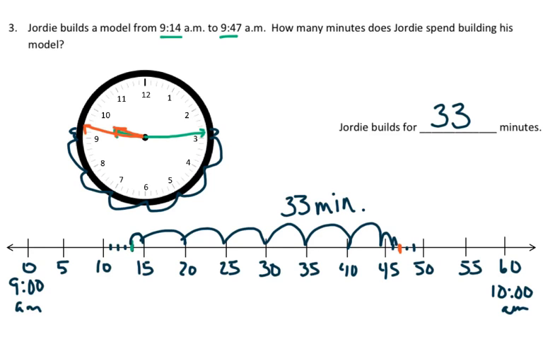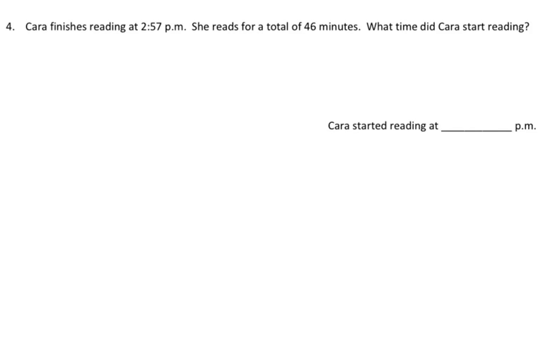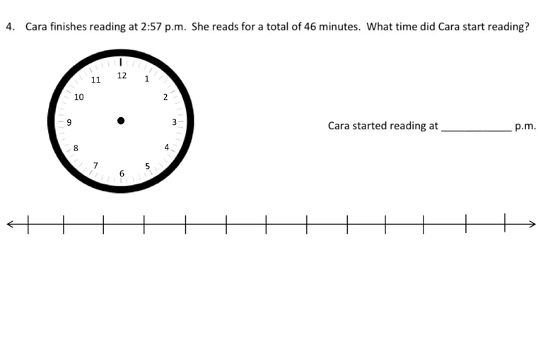So we're going to go ahead and do number 4 as well. And it says Kara finishes reading at 2:57 p.m. She reads a total of 46 minutes. What time did Kara start reading? Okay, and then we have our target sentence written already, and it says Kara started reading at blank p.m. So again, we're going to use the analog clock and a number line to do this.